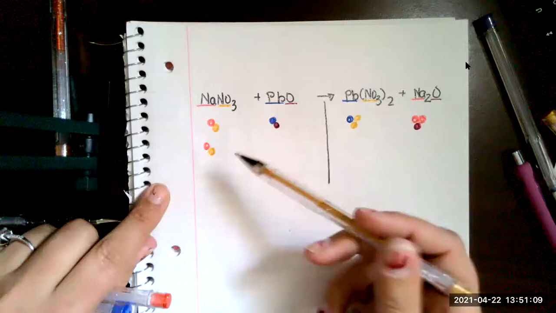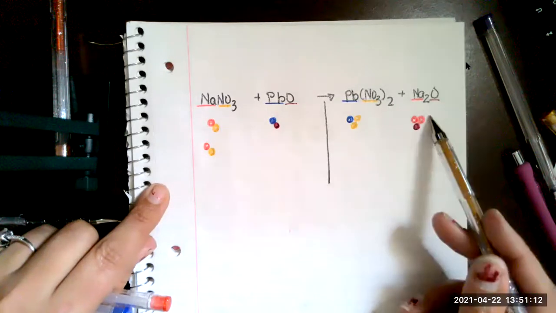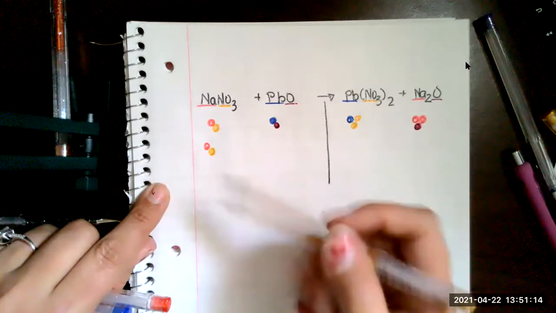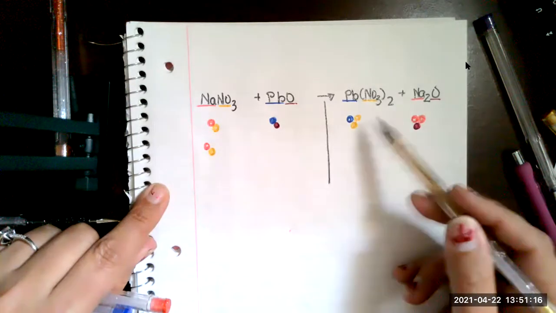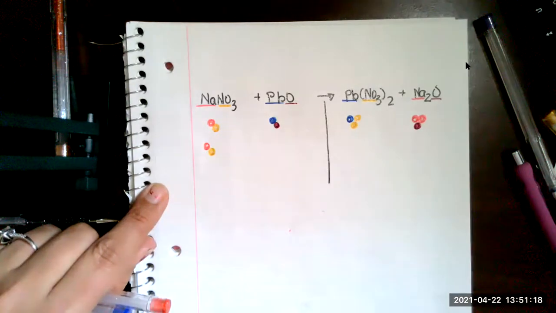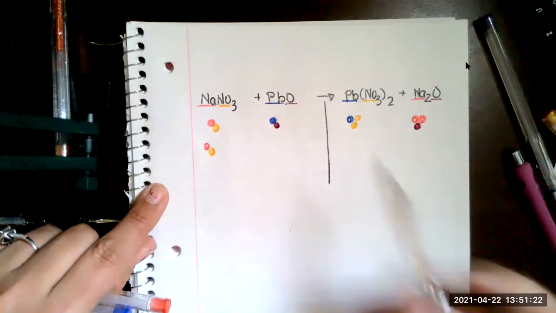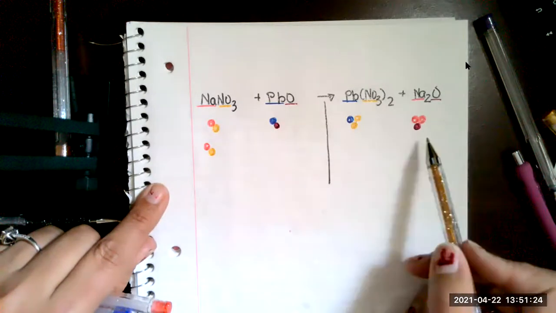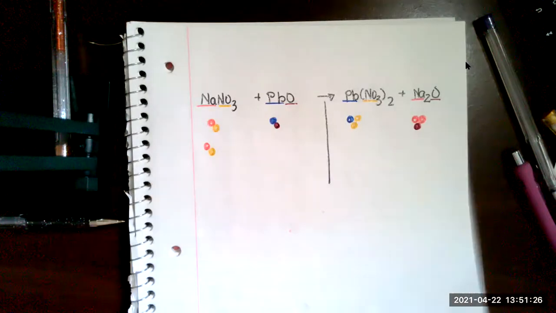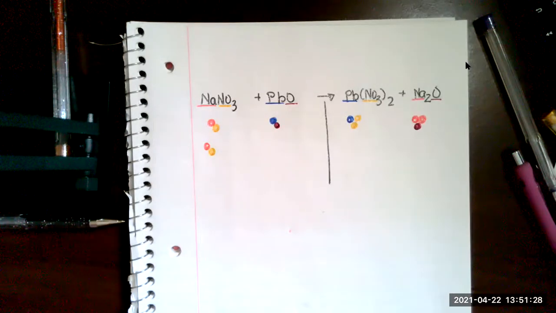But for now, I can look, I have 2 sodium, my sodiums are balanced. I have 2 nitrates, my nitrates are balanced. I have 1 lead, I have 1 lead, my leads are balanced. I have 1 oxygen and 1 oxygen, my oxygens are balanced. So now I can go ahead and write my coefficients.